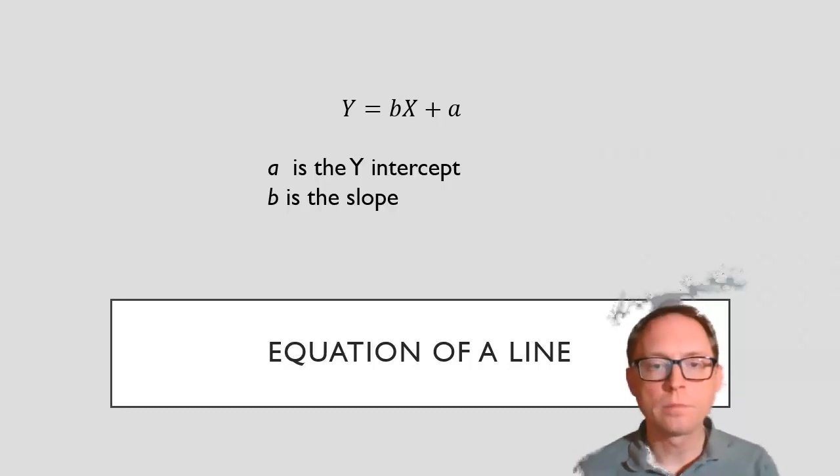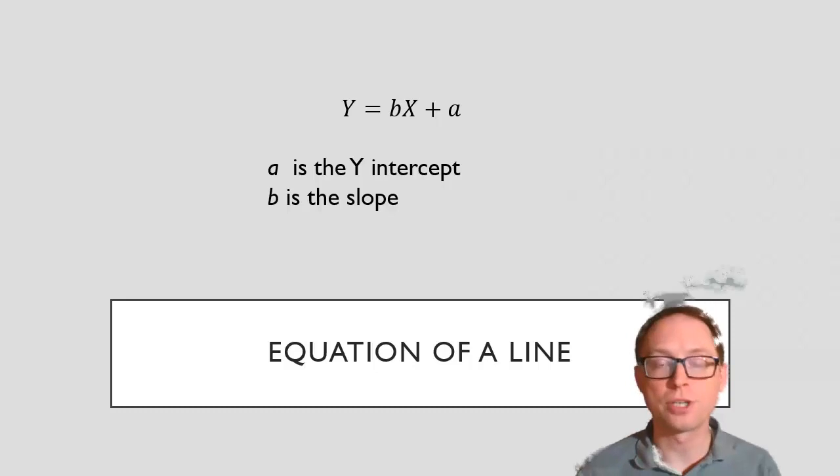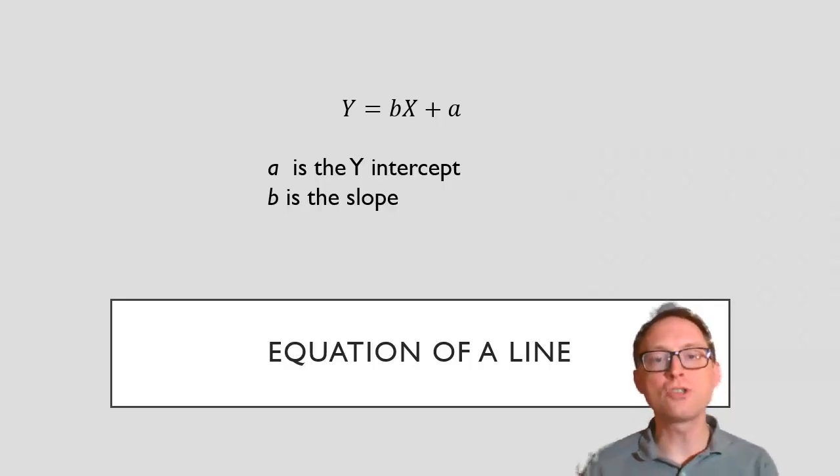Hello, everybody. Welcome to the next chapter, which is linear regression. If you remember in the last chapter, we talked about a bivariate correlation, which is Pearson's R. And now we're going to talk about linear regression. Now, these two chapters go hand in hand.